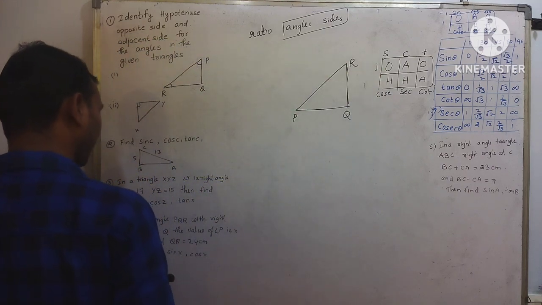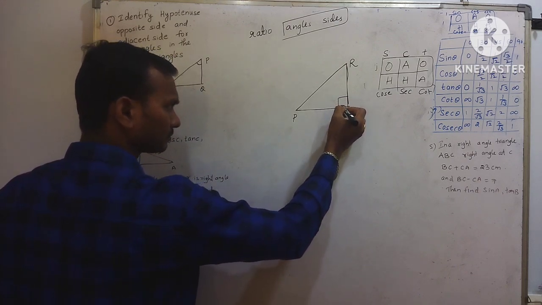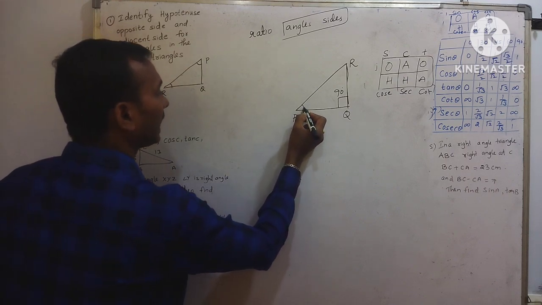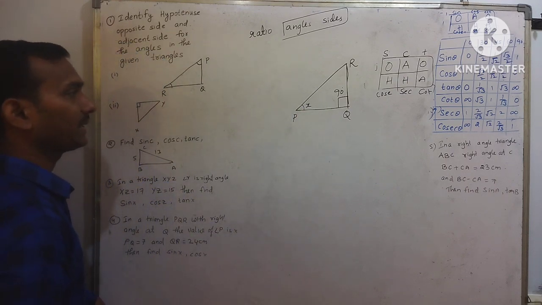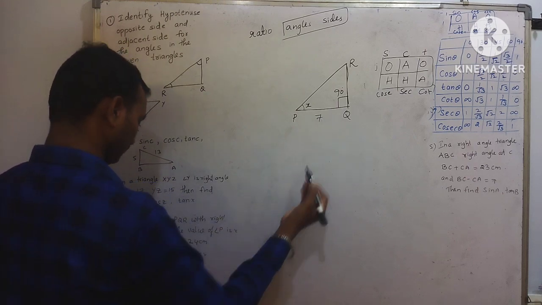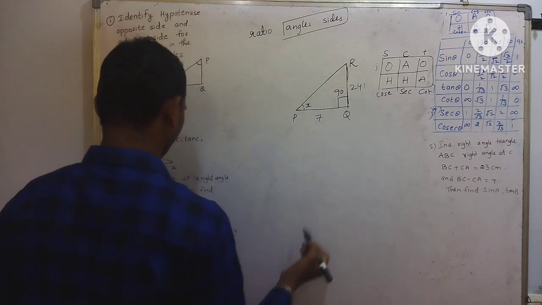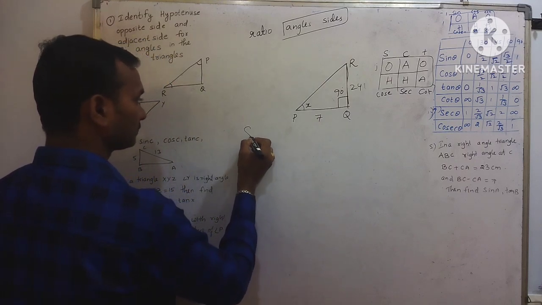PQR is a right angle triangle in which the right angle is at Q, that is 90 degrees, and angle P is called angle x. Given PQ is 7 and QR is 24. Then find sin x and cos x.